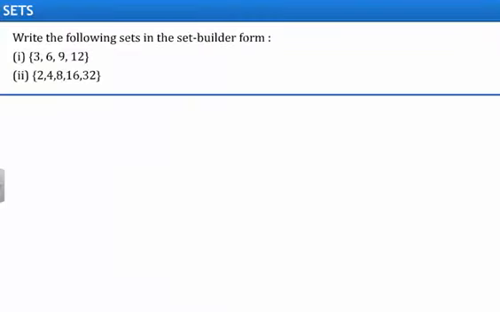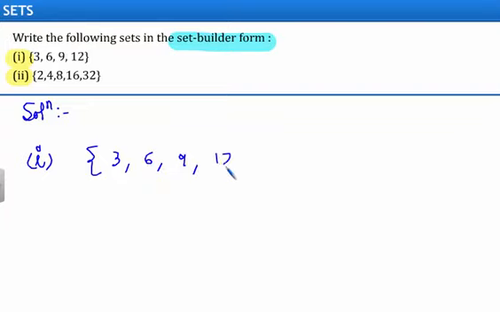In this question, two sets are given. You have to write them in set builder form. Let's begin the solution of this question. Let us consider the first one. The given set is {3, 6, 9, 12}.